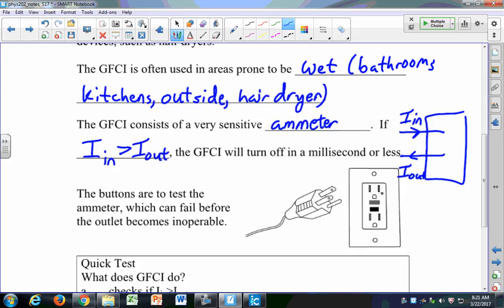So it's a very sensitive ammeter. That's why sometimes it turns off just when you try to plug bare wires into the outlet. You get a little spike in the current, and it'll just turn off. Okay? It's also sensitive, so that's why you need to test it occasionally to make sure that it's working.